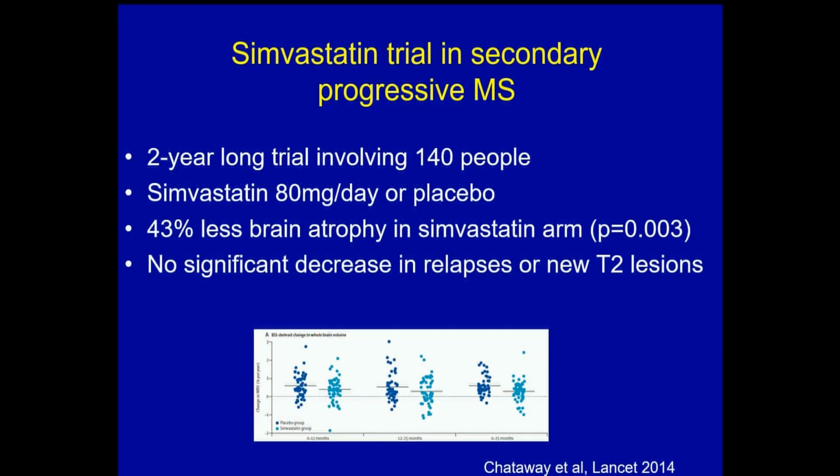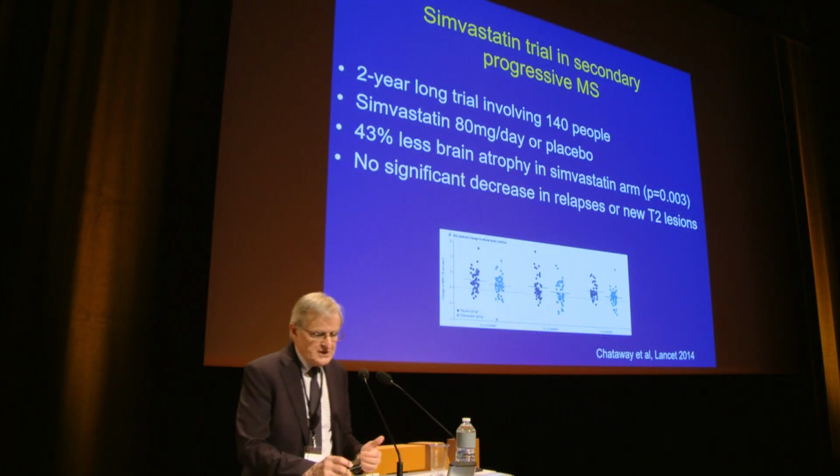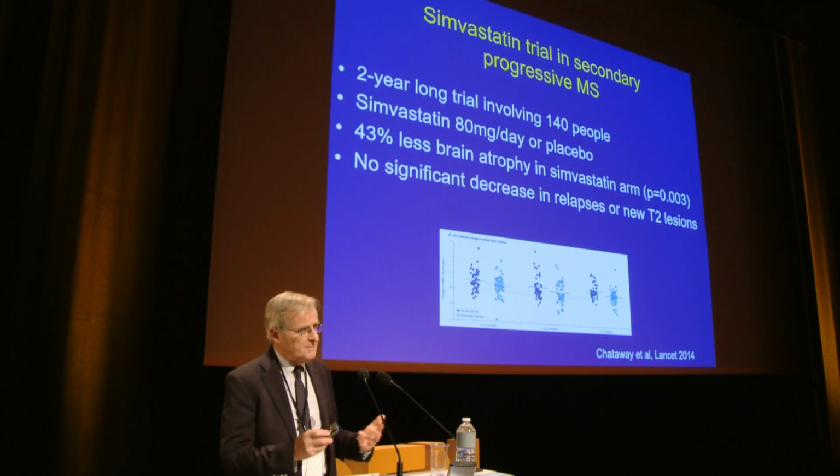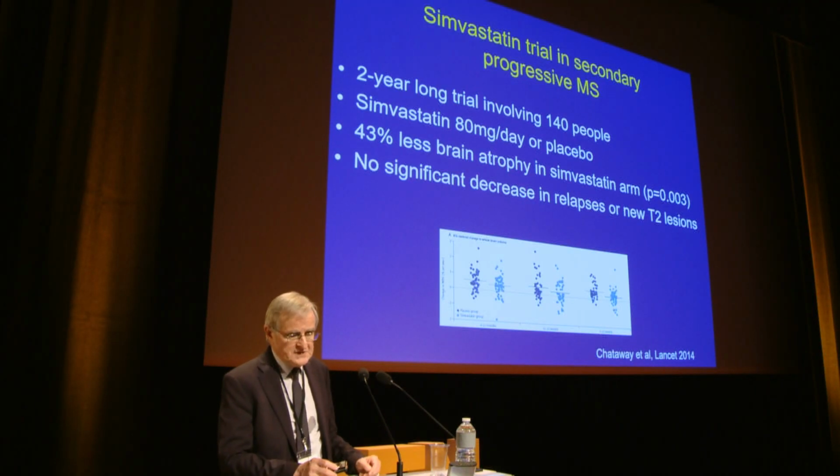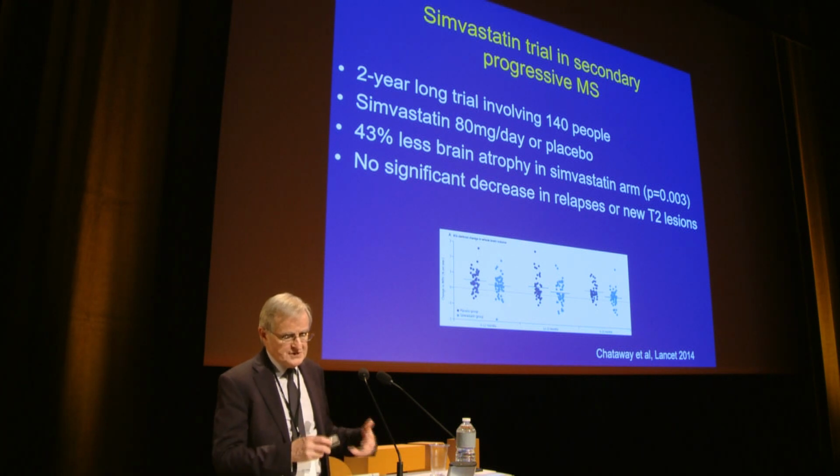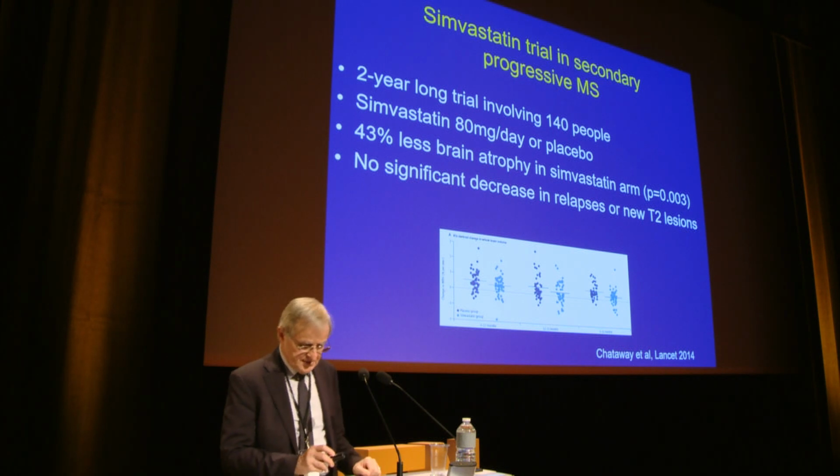And a similar observation was made in the simvastatin trial that Jeremy Chataway conducted. This was a trial in secondary progressive MS where there was 43% less brain atrophy in the simvastatin versus placebo arm, but no significant decrease in relapse rate or new T2 lesions. So I think these trials, again, are pointing to something different occurring in the progressive form of MS that is unrelated to the typical new white matter lesion that one sees on MRI.